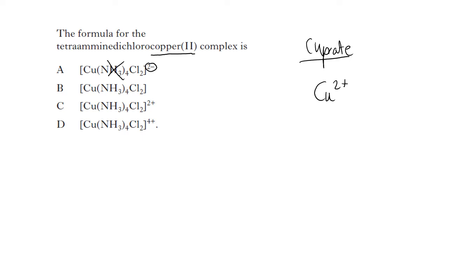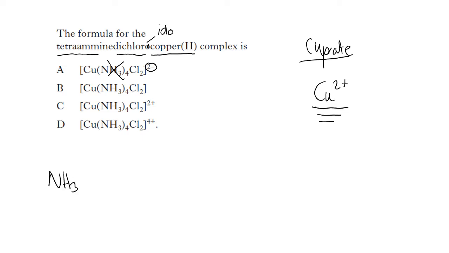Now what we've got is tetraammine, so that's 4 ammonia, and 2 chlorine. Now this is an old question. In a new question, that should be chlorido rather than chloro. Every single one of these has 4 ammonia and 2 chlorines. So what we're going to need to do is work out the charges coming from the ammonia and coming from the chlorine. And then because we know that copper is 2 plus, what charge should this complex have?